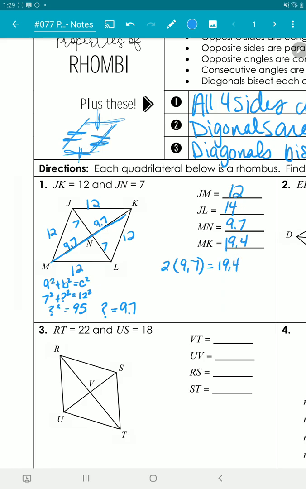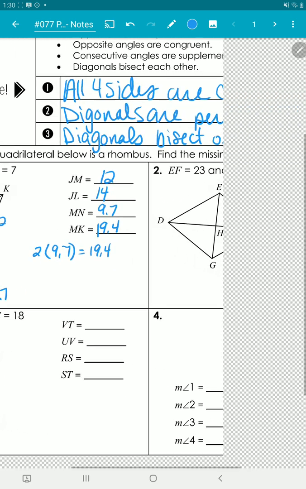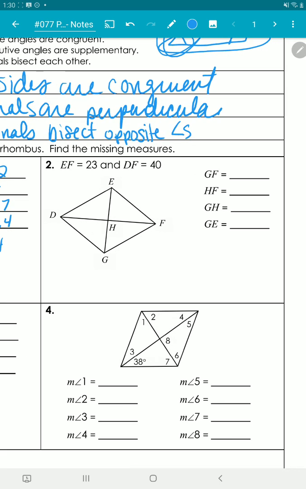Okay, so just label everything up and remember that the angles on the inside there are always 90 degrees, so you can use Pythagorean Theorem. Okay, so number 2, from E to F is 23.